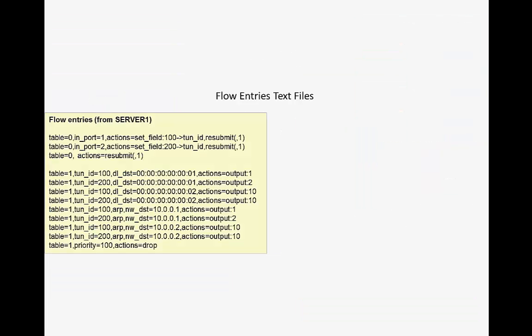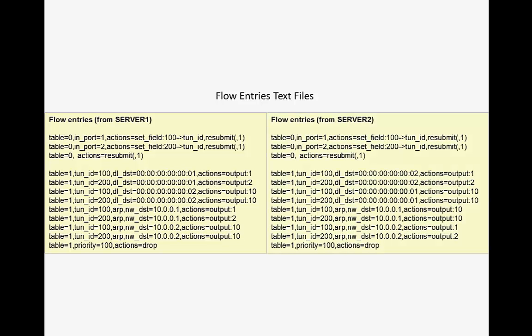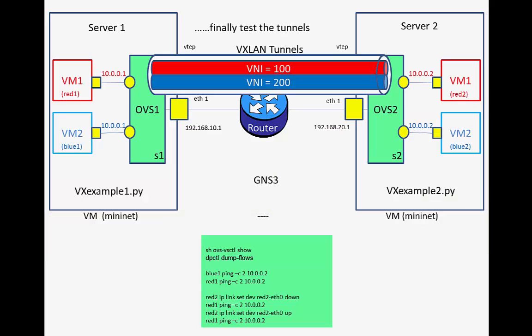Here's an example of what those flows will actually look like on server 1. So we can see the MAC addresses are referred to here, either going locally or pointing down through the tunnel. And we can see pretty much exactly the same thing happening at the other end on server 2.